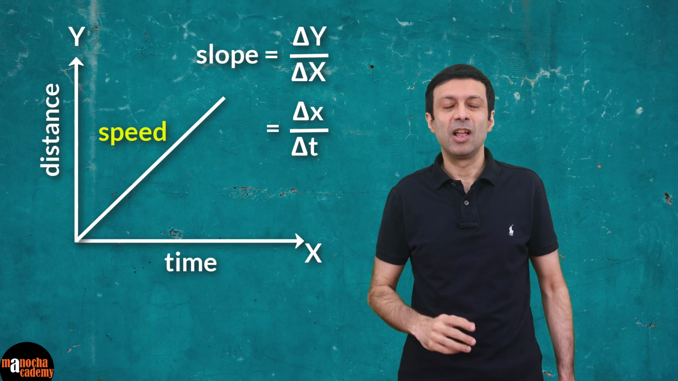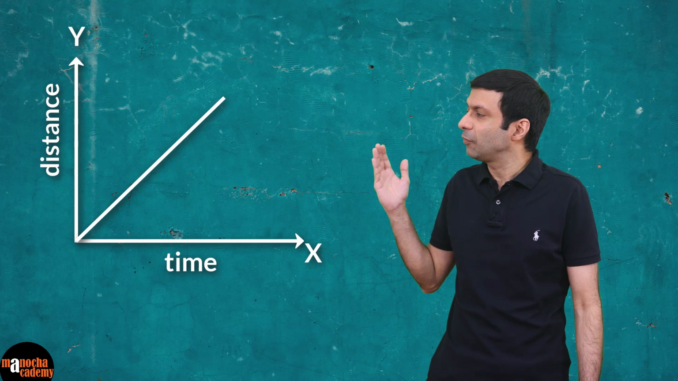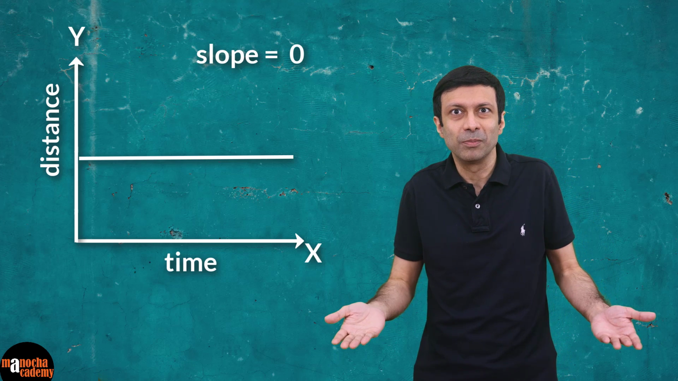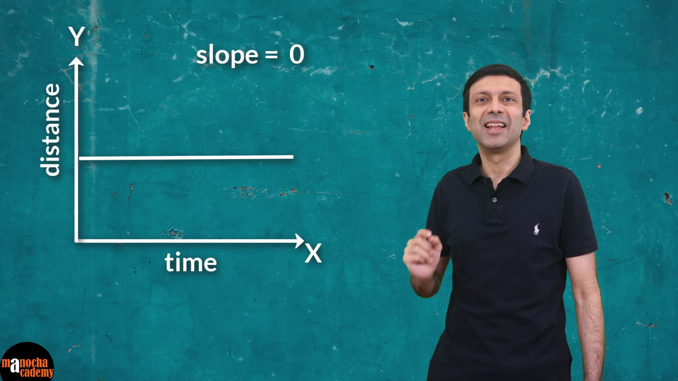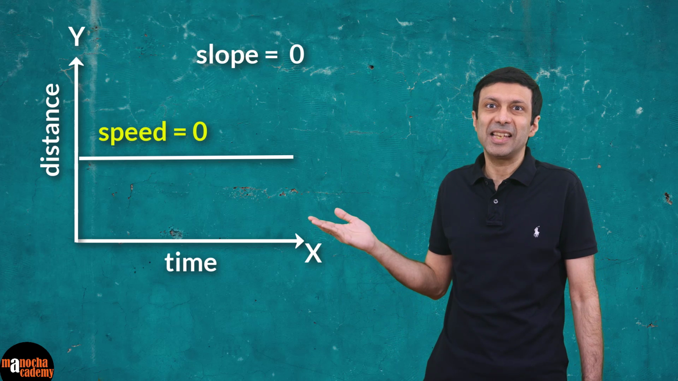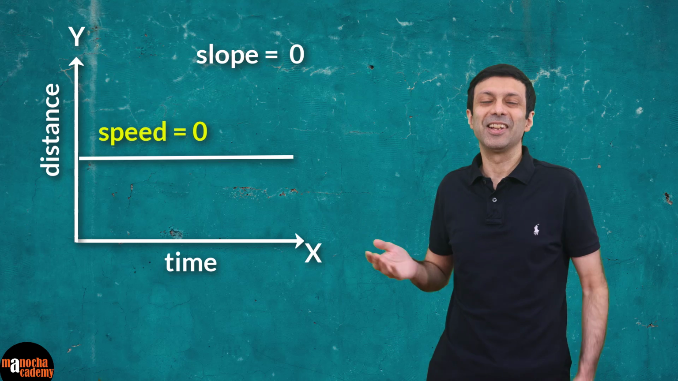Now for example, in this graph, if the line is flat like this, then you know that slope of the graph is 0. The line is flat, which means that the speed of the body is 0. And as you can see here, the distance x of the body is remaining constant, so the speed of the body is 0.